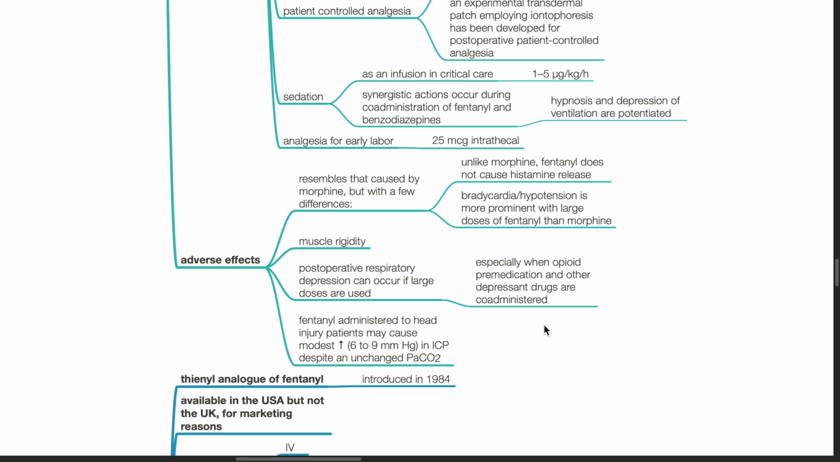Fentanyl administered to head injury patients may cause modest increases in ICP despite unchanged PaCO2. Increase in ICP may range 6 to 9 mmHg.